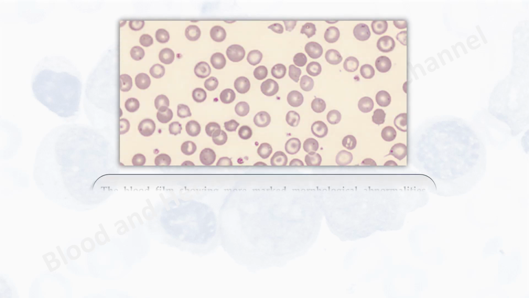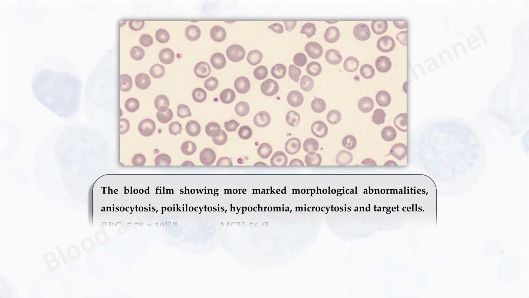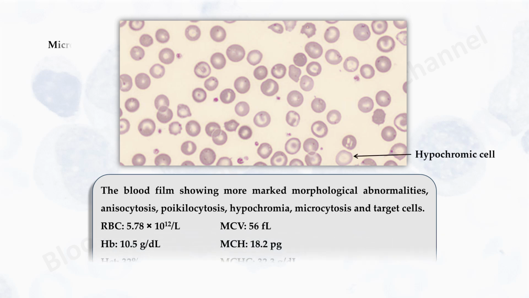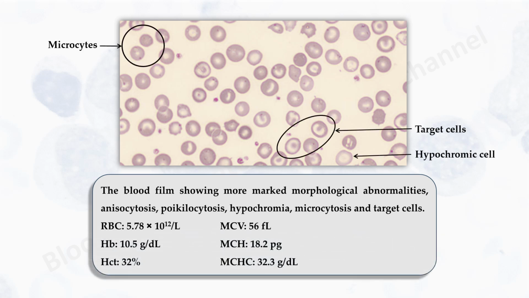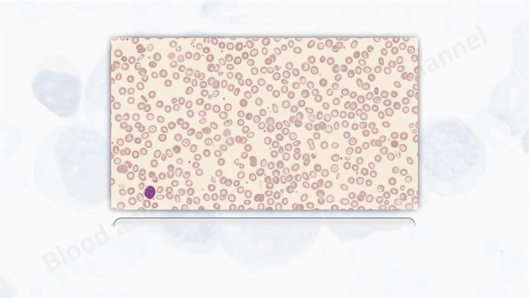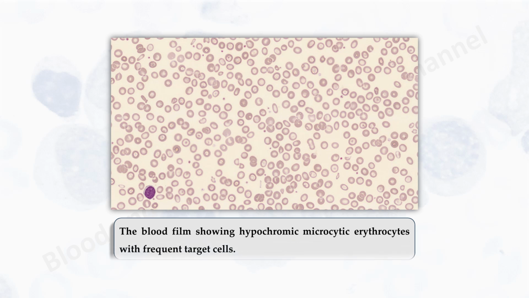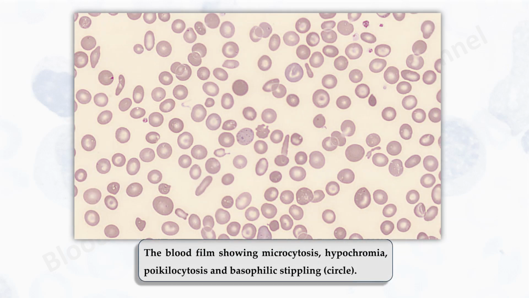The blood film showing more marked morphological abnormalities: anisocytosis, poikilocytosis, hyperchromia, microcytosis and target cells. The blood film showing hyperchromic microcytic erythrocytes with frequent target cells. The blood film showing microcytosis, hyperchromia, poikilocytosis and basophilic stippling.